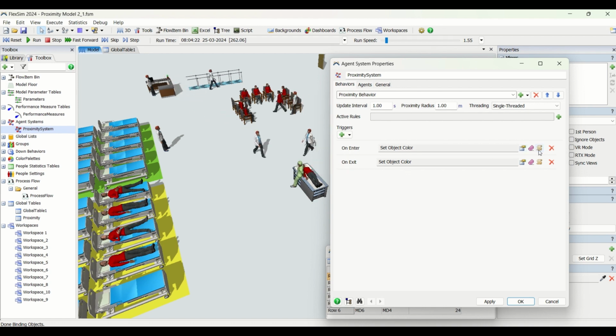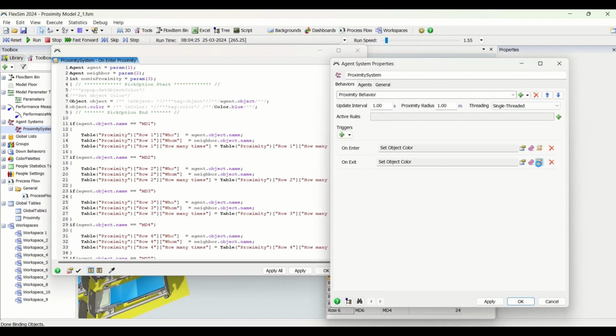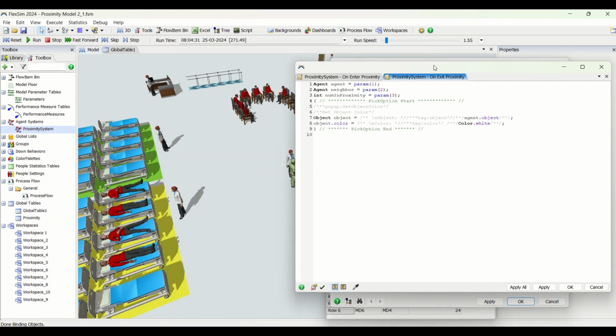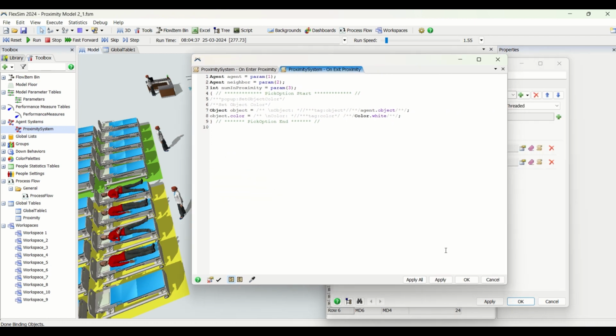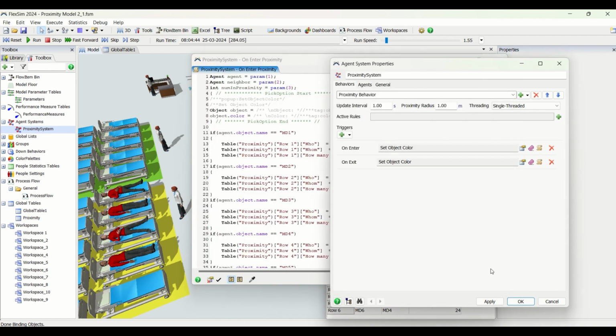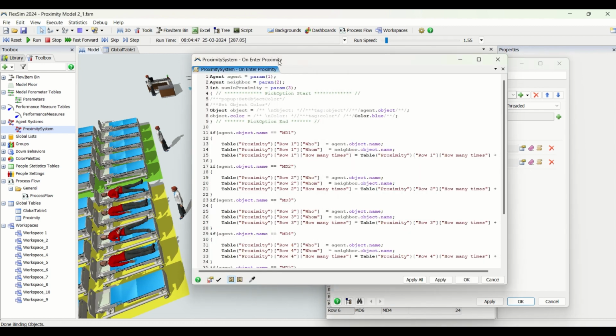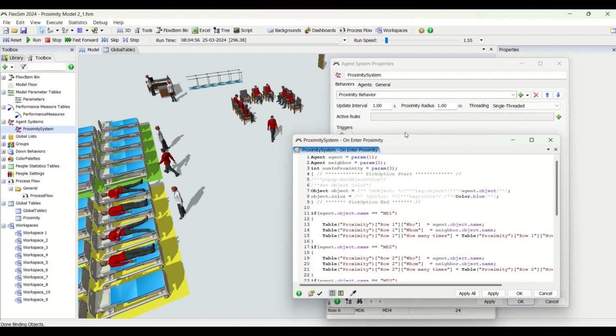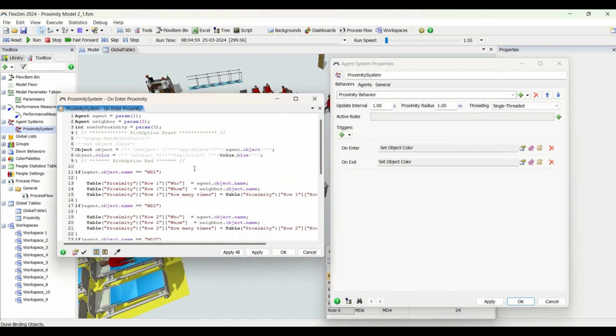Now let us open this on entry and on exit. Basically what I've told is whenever a person is going to enter a proximity, change the color to blue, and when it is going to exit the proximity, change the color to white. This is what we have entered into this proximity system custom code. Now if you look at on entry, this is the key where we have written a lot of stuff.